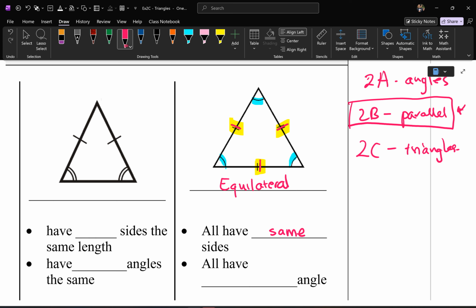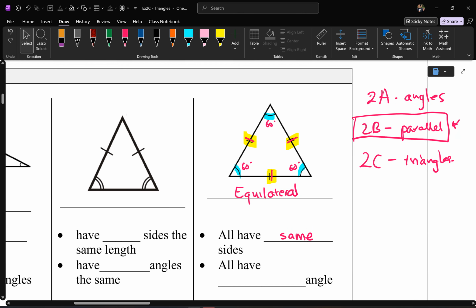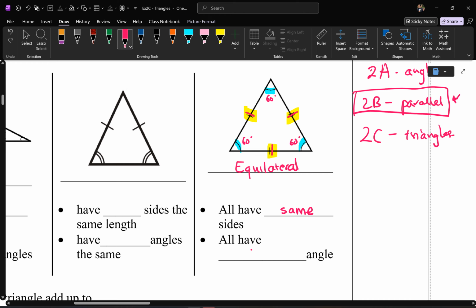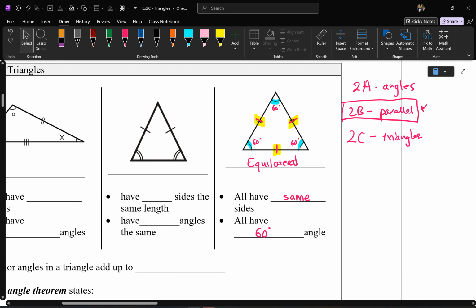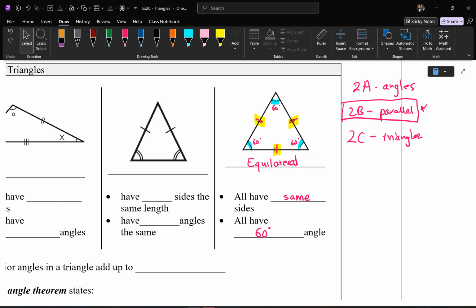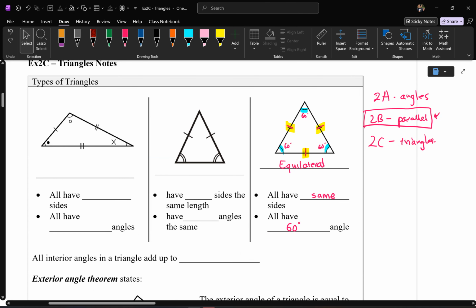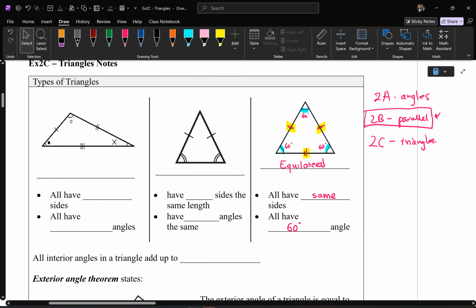Tejas? 60 degrees. It has to be 60 degrees because there's a property that you're meant to know. So all have a 60-degree angle. How do we know that it is 60? Can someone tell me? How do we know that it's definitely 60? James? Because they all add up to 180.